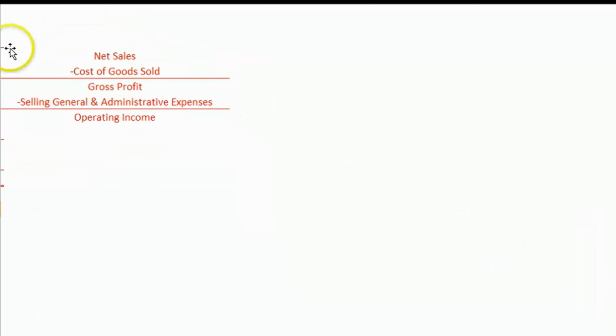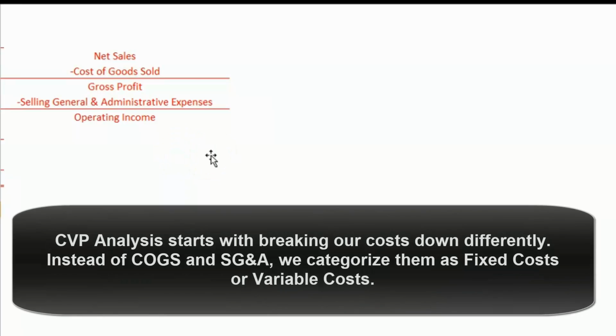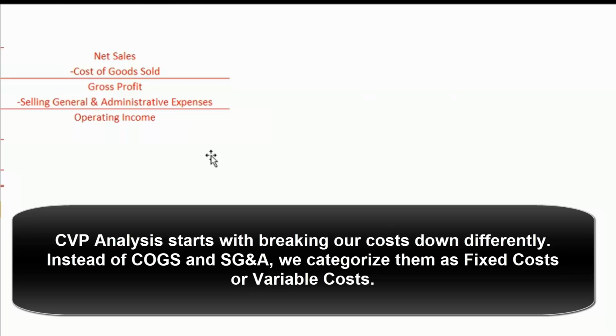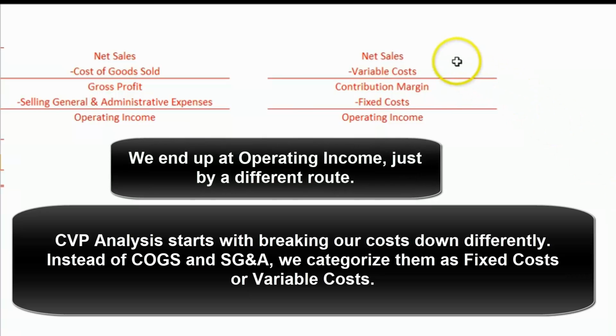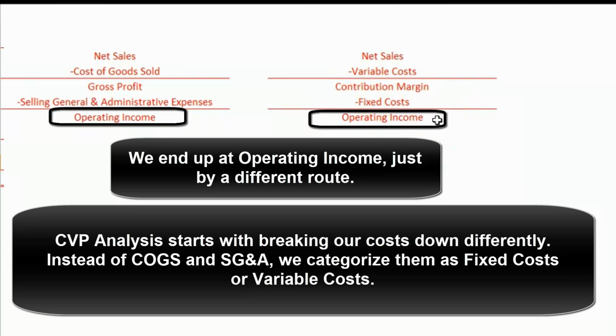So let's focus on the heart of our income statement here. Sales minus cost of goods sold gives us gross profit, minus SG&A gives us operating income. Let's break those costs down a little differently into fixed costs and variable costs. So for purposes of cost, volume, profit analysis, we're going to say sales minus variable costs gives us contribution margin, minus fixed costs gives us operating income.